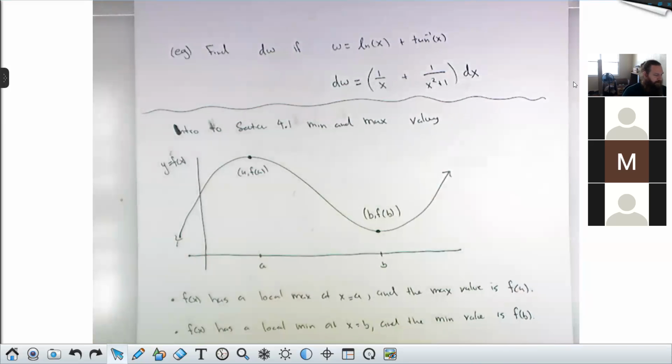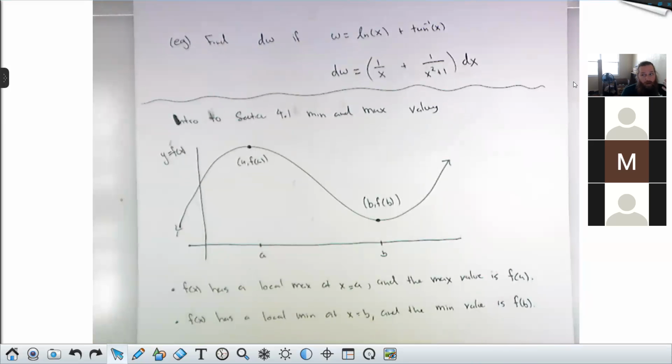So the language is important, and let's start there. If I ask you where is the max or where is the min, I'm asking for the x value. The location of the min and the location of the max, the location of any feature on a graph, we're always asking for the x value. And if I ask you what is the max, the max is the y value, f of a. If I ask you what is the min value, that would be f of b, whatever the y value is there. So where is something? That's always the x value. What is something? That's always the y value.